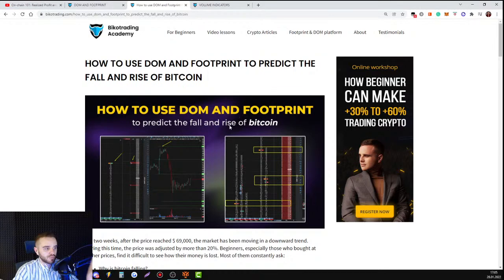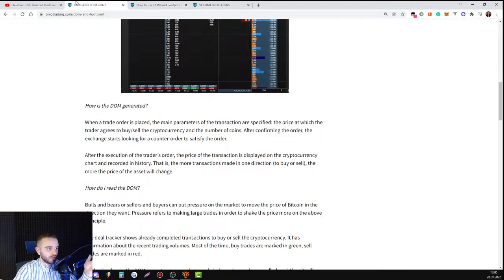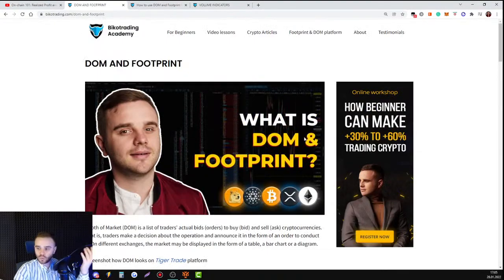Friends, today's topic, once more, is how to use DOM footprint and why it's so important, why I think it is the best indicator that every trader should know. And I think before we cover how to use DOM footprint, the most important thing is to know what DOM footprint is.